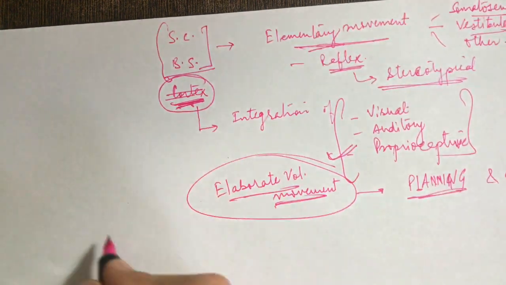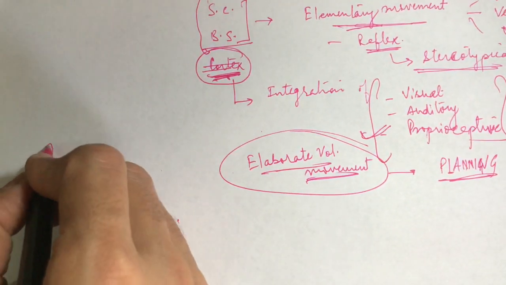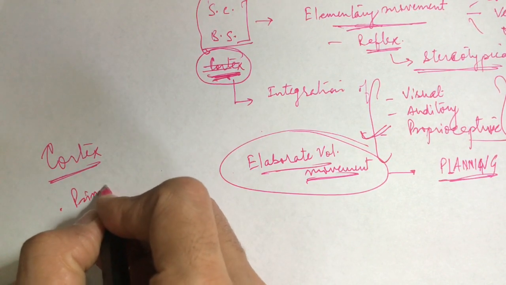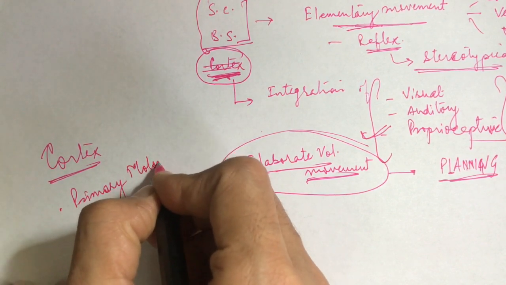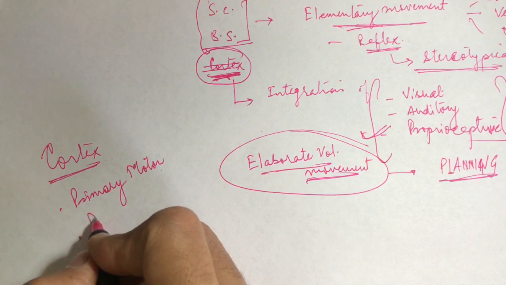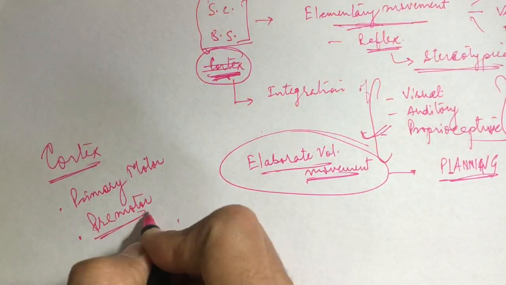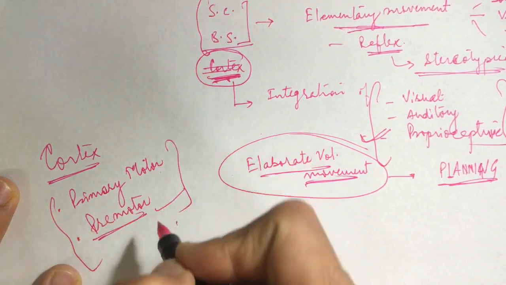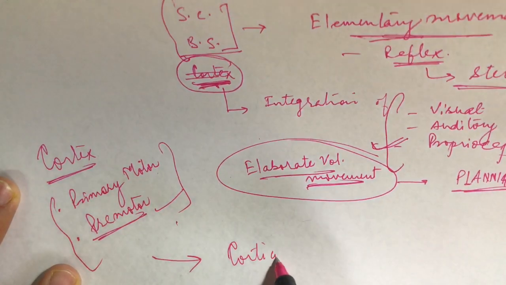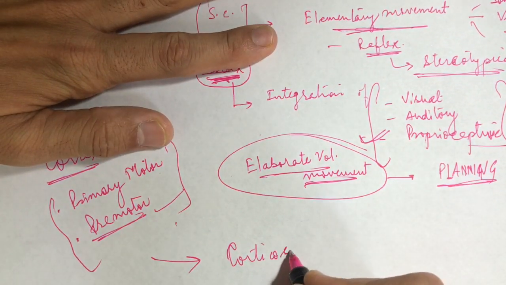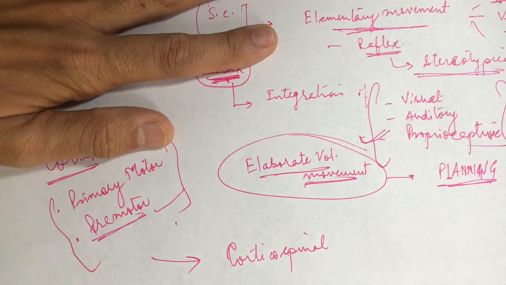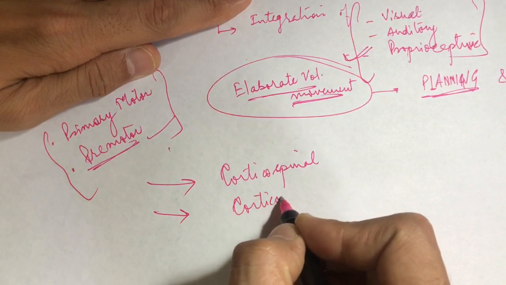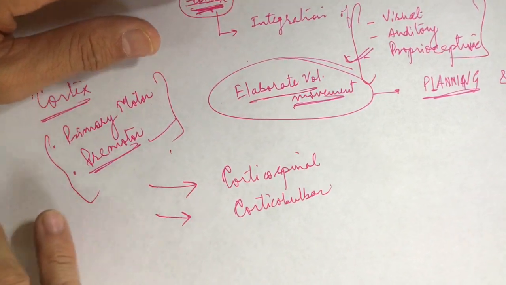Now the motor area of the cortex is divided into two types. One is the primary motor cortex, and second is the premotor areas, premotor cortex. These are several. They contain neurons, and these neurons project to the spinal cord via the corticospinal tract, and to some of the nuclei located within the brainstem, that is the corticobulbar tract.